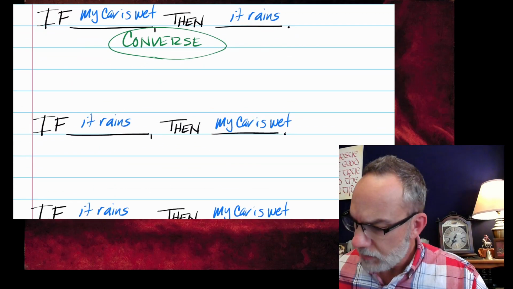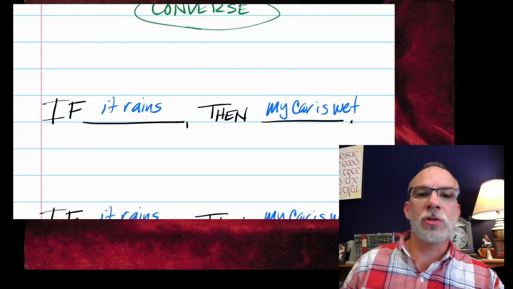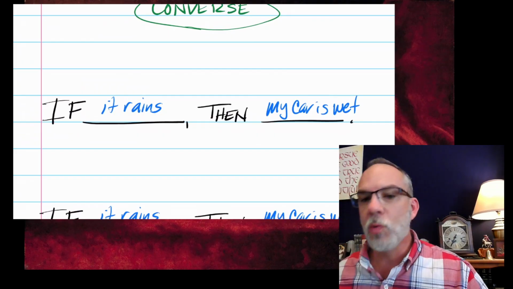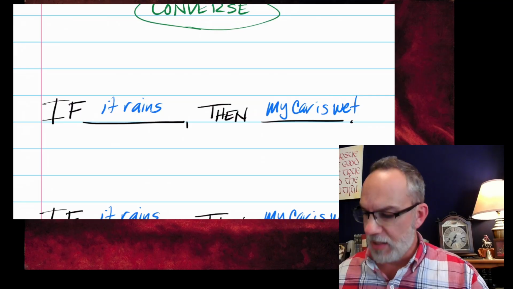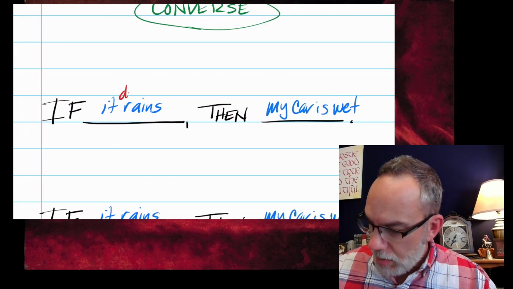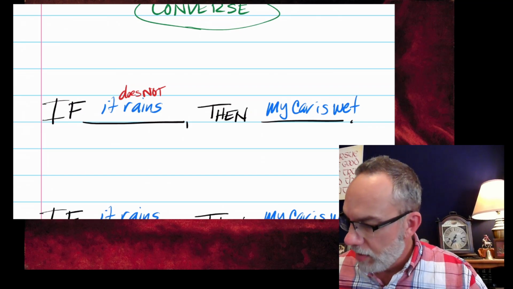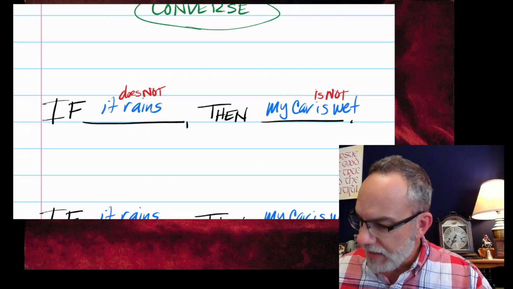Now, this next one here, which is still a copy of the original. If it rains, then my car is wet. If you take the negative of both of those statements, if it does not rain, then my car is not wet, then that's called the inverse.